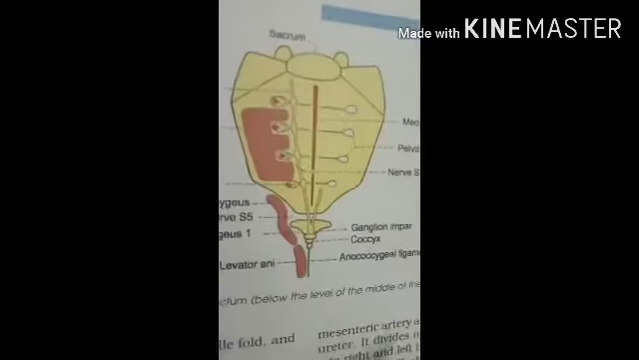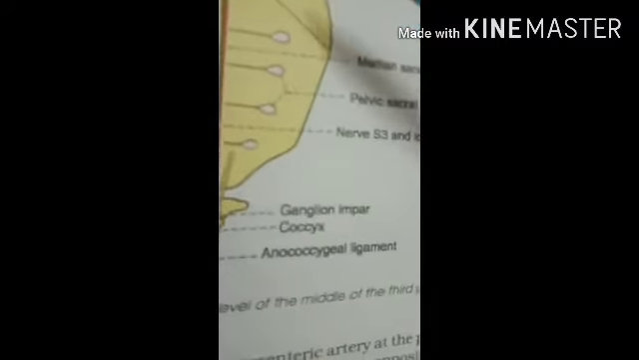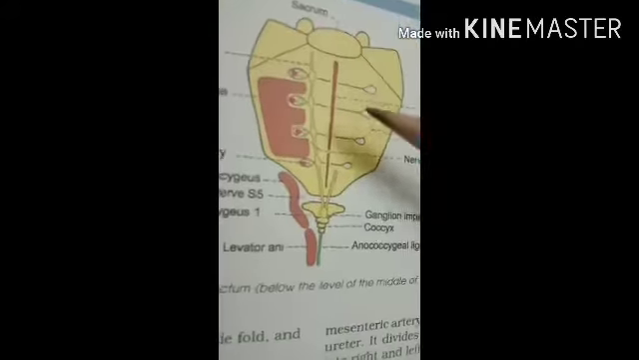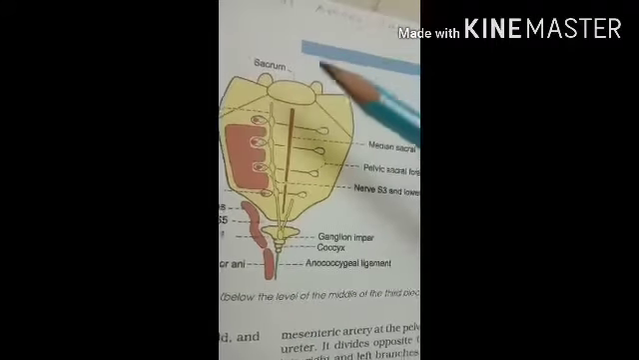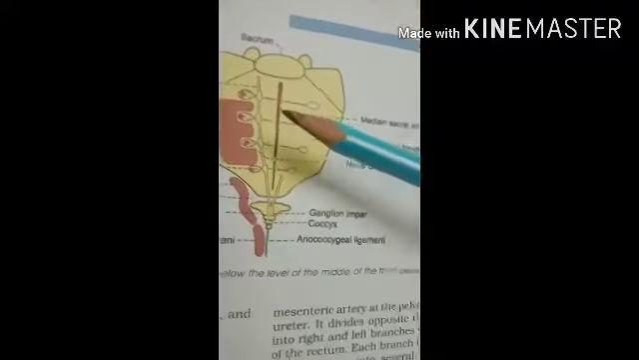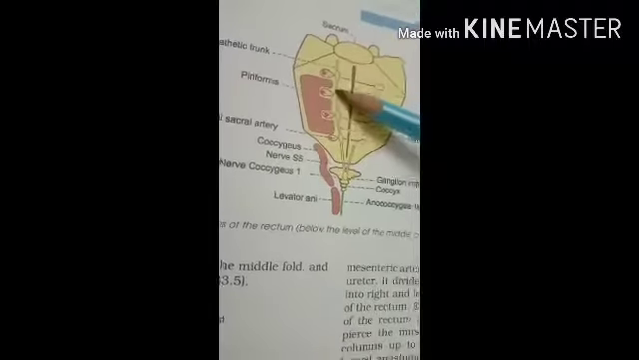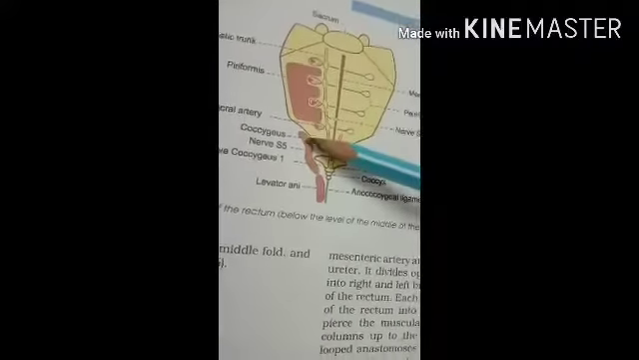So that is the nerve supply of the rectum. It is supplied by both sympathetic and parasympathetic nerves. The sympathetic supply comes from the L1 and L2 spinal nerves, and the parasympathetic is supplied by the S2, S3 and S4 spinal nerves.